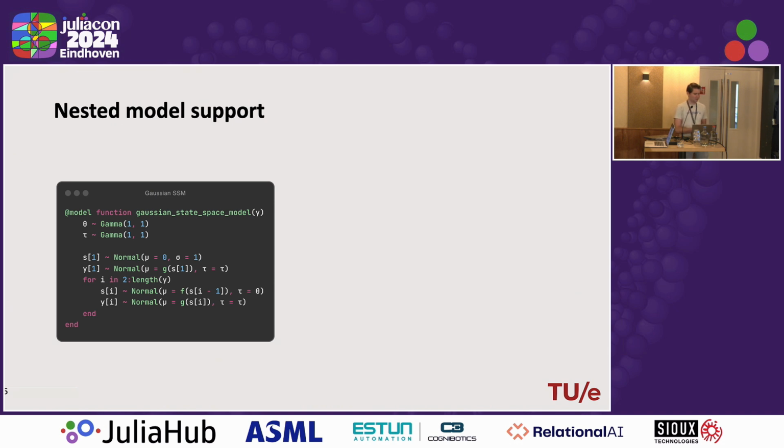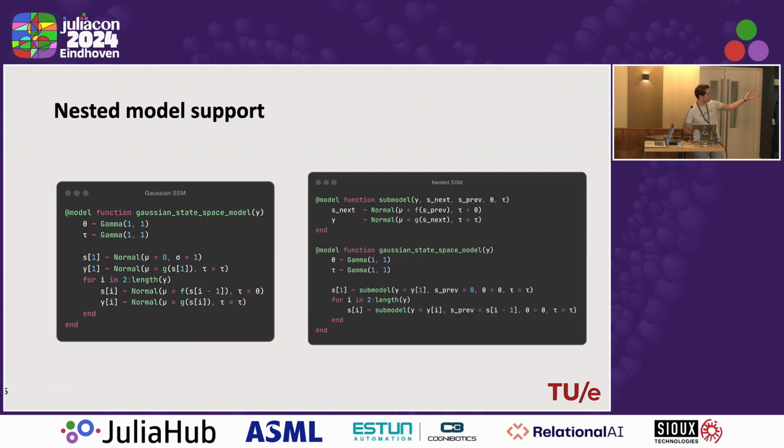Another thing that we support now is what we call nested model support. So as you can see, we have these two lines. But we have the S1 and Y1, which are being initiated as a Gaussian distribution. And then we have the same two Gaussians inside the for loop again. So we can take these two lines out.